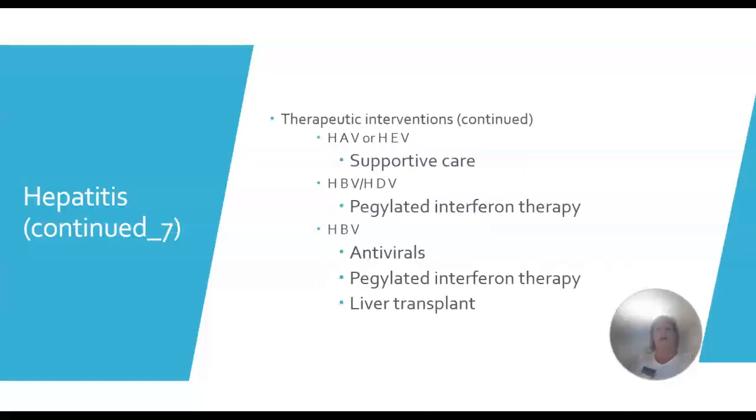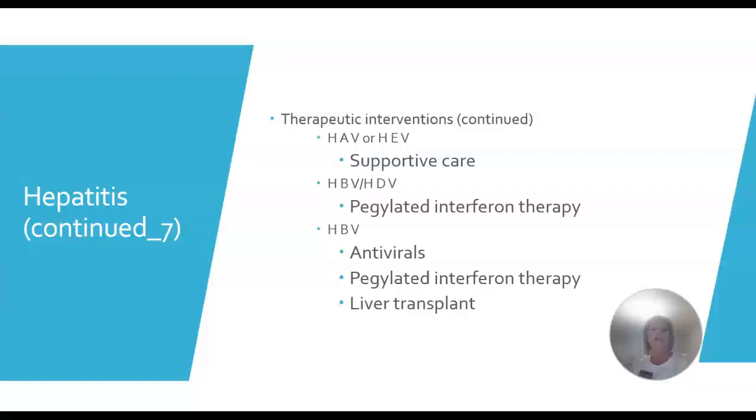More interventions. So as far as hepatitis A and hepatitis E, there is really nothing that we can do for that. So it's mainly supportive care. What we mean by supportive care is treating their symptoms. So if it's dehydration, we're going to give them fluids. If it's pain, we're going to give them pain medication. If it's other things, we're going to treat those symptoms. That's what we call supportive care.